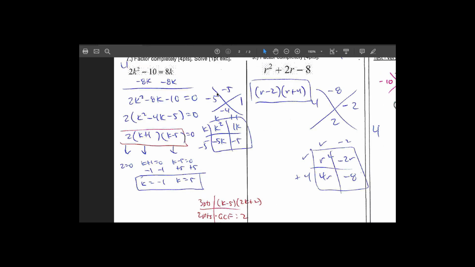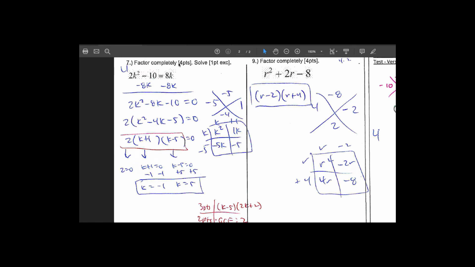All right, question number 7. Factor completely, and then you get 1 point to solve, extra credit. All right, the best thing you could have done in this problem is recognize that it's not set equal to 0. How do I get set equal to 0? If I subtract 8k from both sides, you get 2k squared minus 8k minus 10 equals 0. And you recognize that all these numbers are even, so you could take out a greatest common factor of a 2. So you get k squared minus 4k minus 5.